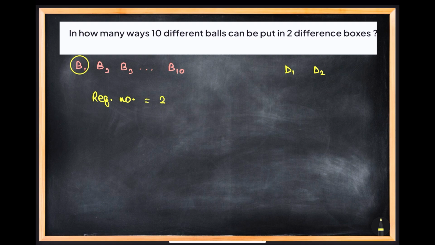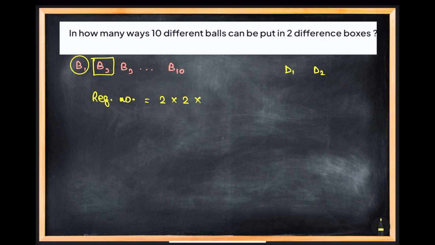Is your task completed? No, you have to put 10 different balls. So you put only one ball. Now go to ball number 2. Corresponding to ball number 2, how many choices do you have? 2. Because there is no restriction that you cannot put more than one ball in a box. So any number of balls can be put into any box. So corresponding to ball number 2, there are two choices.